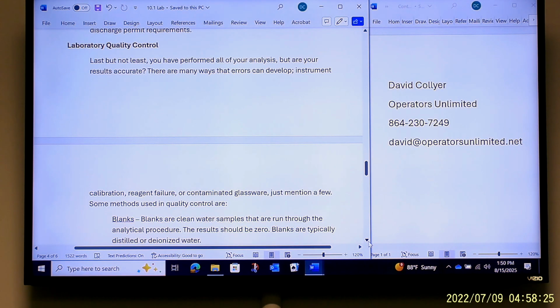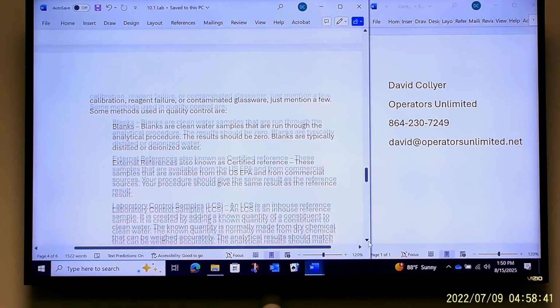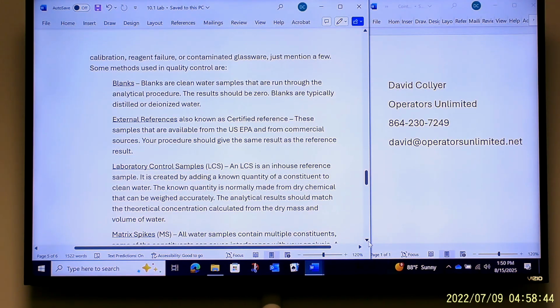Laboratory quality control. Last but not least, you have performed all of your analysis, but are your results accurate? There are many ways that errors can develop. Instrument calibration, reagent failure, or contaminated glassware, just to mention a few. Some methods used in quality control are blanks. Blanks are clean water samples that are run through the analytical procedure. The results should be zero. Blanks are typically distilled or deionized water.